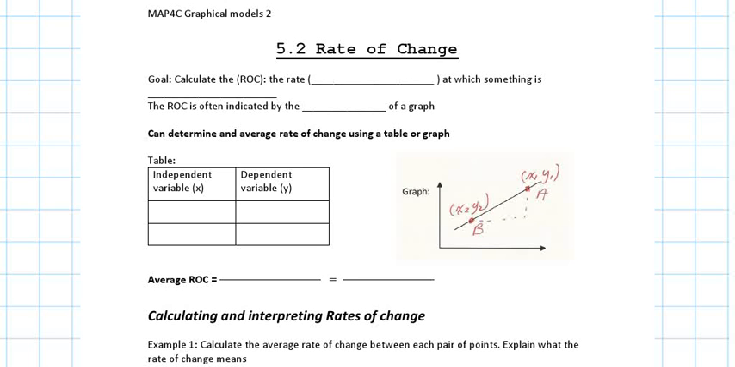So we are going to continue on with the rate of change. The goal for today is to calculate the ROC, or what we call the rate of change, at which something is changing. The ROC is often indicated by the slope of the graph. So rate of change is the same thing as finding the slope, right?